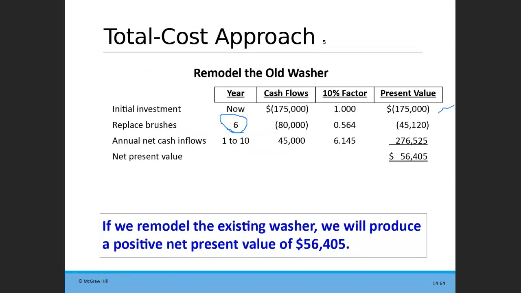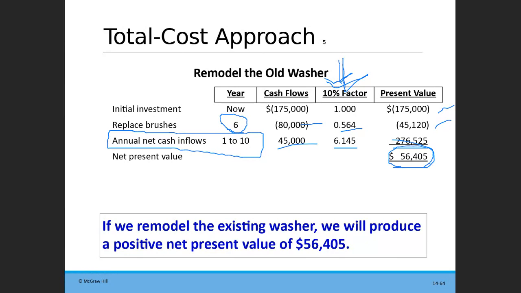So for year 6, we find the year 6 line and go across to the 10% column, and the discount factor in year 6 is 0.564. So 0.564 times 80 is a cash flow of 45,120 in today's dollars. And go to your present value of an annuity table, 10 years at 10%, and come up with 6.145. So 45,000 times that, your net cash flow, is equal to 276,525. So here's our NPV for just repairing it and keeping the old one.